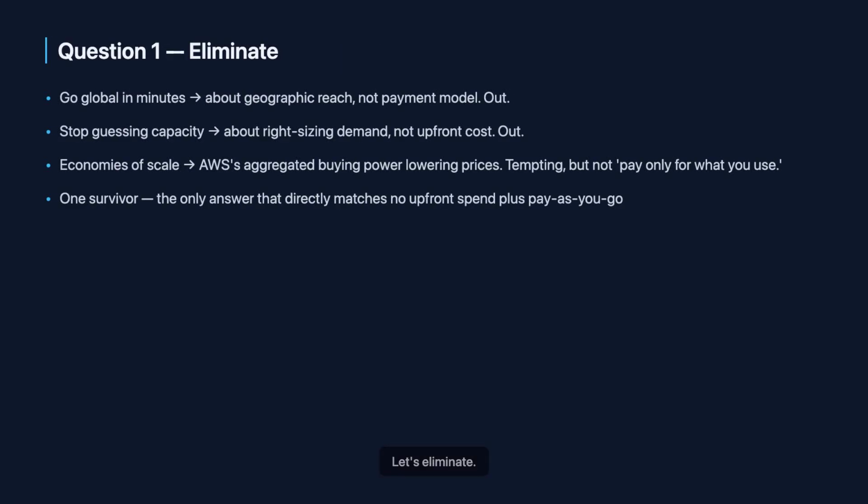Let's eliminate. Go global in minutes is about geographic reach, not how you pay, so that's out. Stop guessing capacity is about matching demand without over or under provisioning, also not about upfront cost, out. Economies of scale is tempting because it's a cost benefit, but it describes Amazon Web Services' aggregated buying power lowering prices, not the idea of paying per consumption. That leaves one answer that directly matches no upfront spend plus pay as you go.